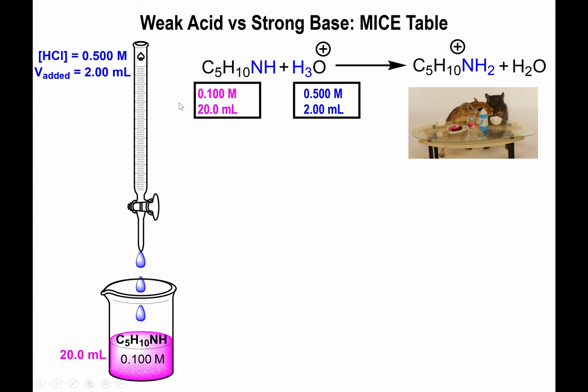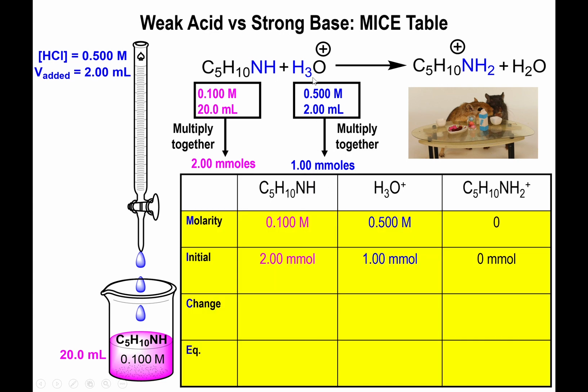Okay, let's take a look at the addition of another mL of HCl. So now we have a total of 2 mLs of HCl added. Multiply molarity by mLs, you get 2 millimoles for the base. You end up with 1 millimole for the acid. Based on the table, the least amount is the 1 millimole, so you subtract 1 millimole from both and you add 1 millimole for the product.